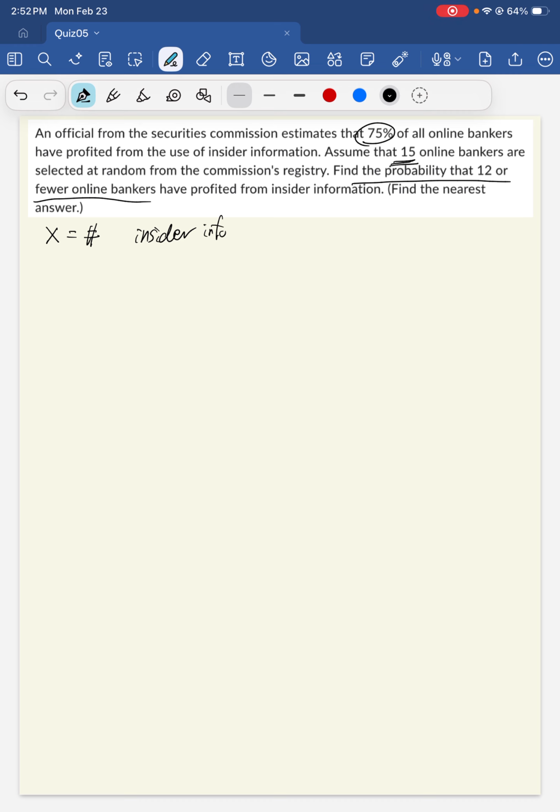Then out of 15, X is a binomial distribution with N and P, and the parameters N and P should be chosen carefully. N is 15 because you are inspecting 15 bankers, so the maximum possible value of X is 15. And P is 0.75, because you are counting those who use the insider information. Okay, so we got the parameters.